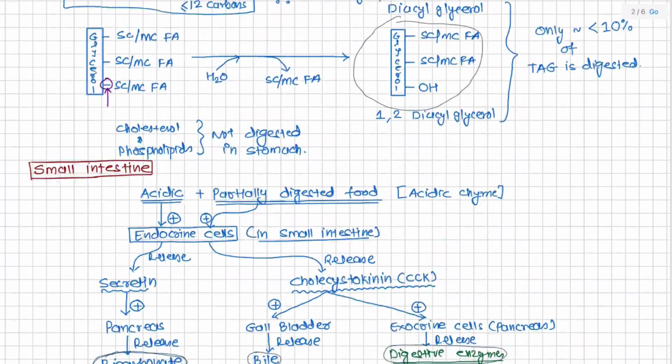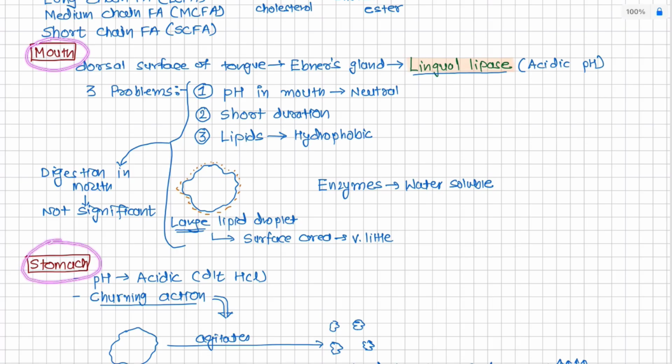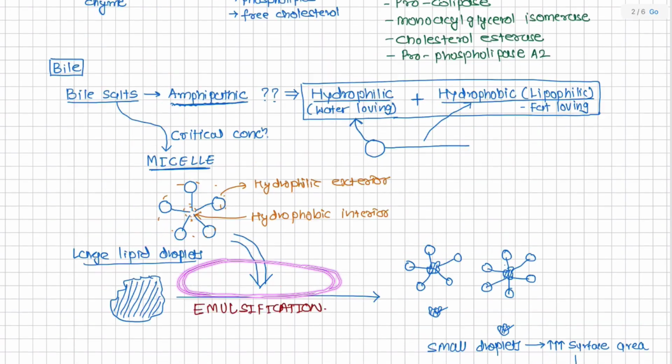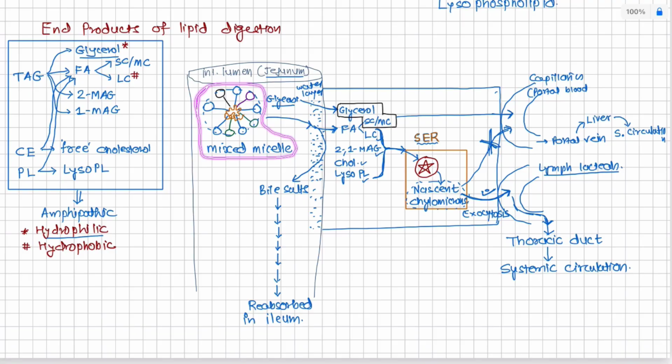Let's quickly recap the journey. Dietary lipids, mainly triacylglycerols, undergo minimal digestion in the mouth and stomach. The real action happens in the small intestine, where bile emulsifies fat and pancreatic enzymes break them down. The products form mixed micelles and are absorbed into the jejunal cells. Inside these cells, lipids are reassembled and packaged into chylomicrons, which travel through the lymph to reach the bloodstream. This elegant process ensures that even though lipids are hydrophobic and enzymes are water soluble, the body can effectively digest and absorb dietary fats.